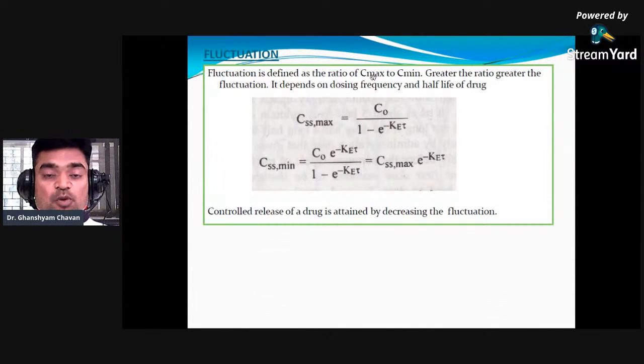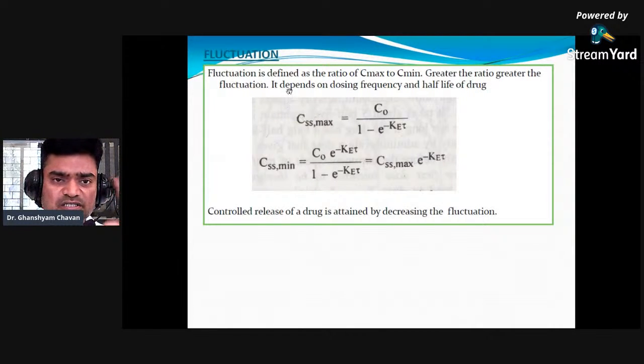As with a mobile battery, at one instant we have 100% battery, and at the next moment it shows low battery. The same thing happens here. Cmax to Cmin means high concentration of the drug to low or minimum concentration of the drug. The greater the ratio, the greater the fluctuation. So there should not be too much difference between your Cmax and Cmin. It depends on the dosing frequency and half-life of the drug.